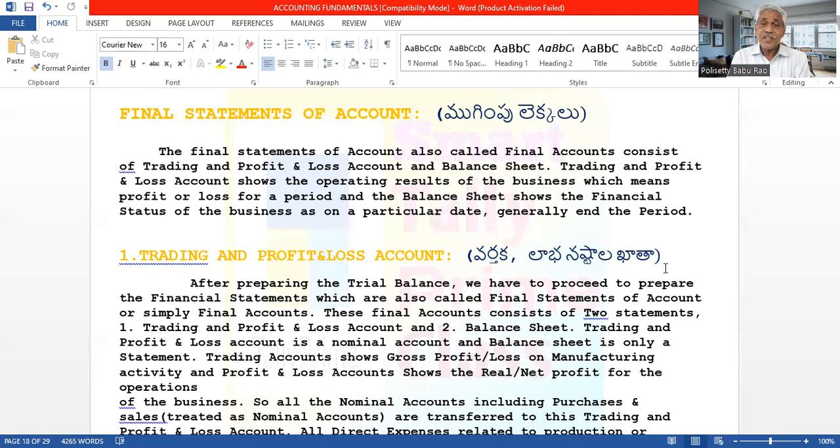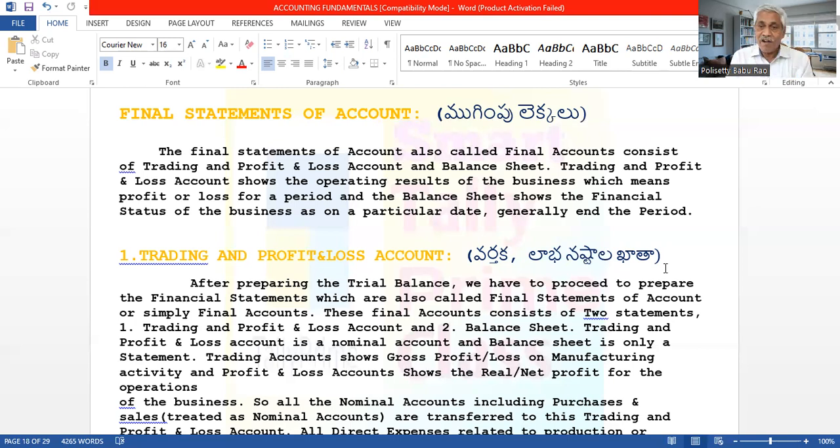So here, the name itself indicates the profit and loss account means it is an account. Account means there will be two parts, debit and credit. And also, this is the profit and loss account. We are finding out profit and loss by transferring the nominal accounts, all expenses and incomes, to the profit and loss account. So all nominal accounts are transferred to that to find out the profit and loss. So the profit and loss account is also a nominal account.